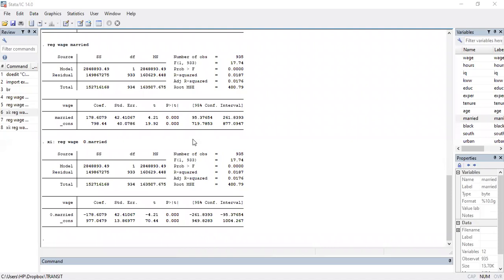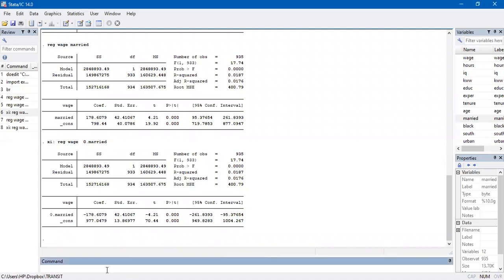Now let's just use a simple regression model to explain the dummy variables. Let's just regress wage on married. So we have a simple regression model where wage is the dependent and married is the independent. Now we will see the coefficient is 178 point something, and the sign here is positive. What this means is that those who are married will earn 178 Ghana cedis higher than those who are not married. Are we together?